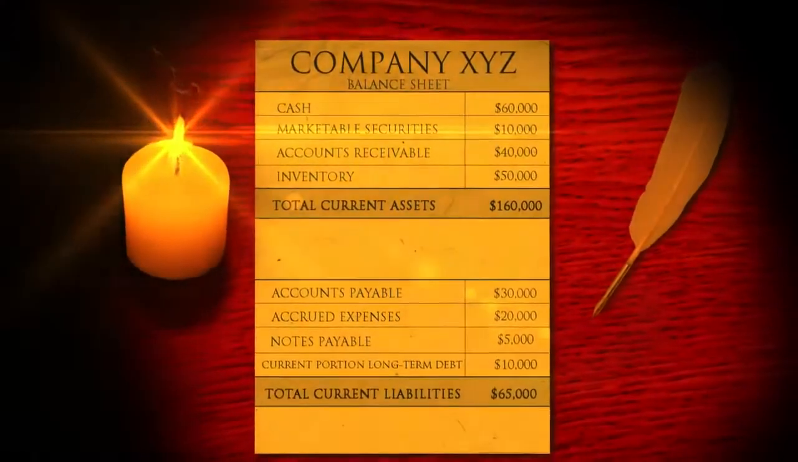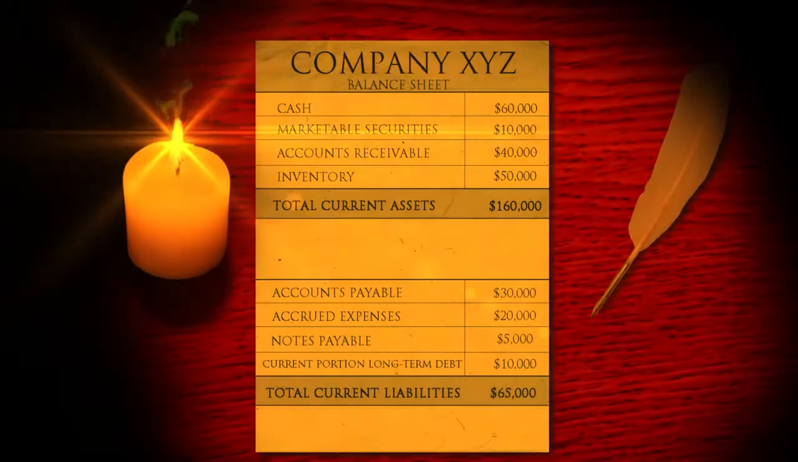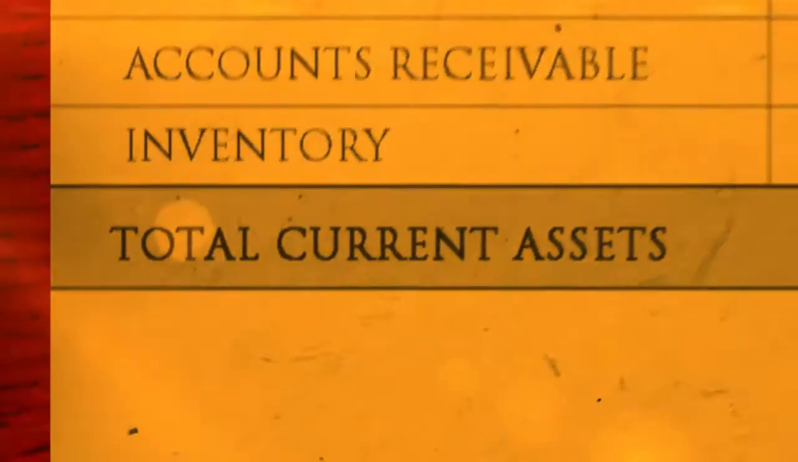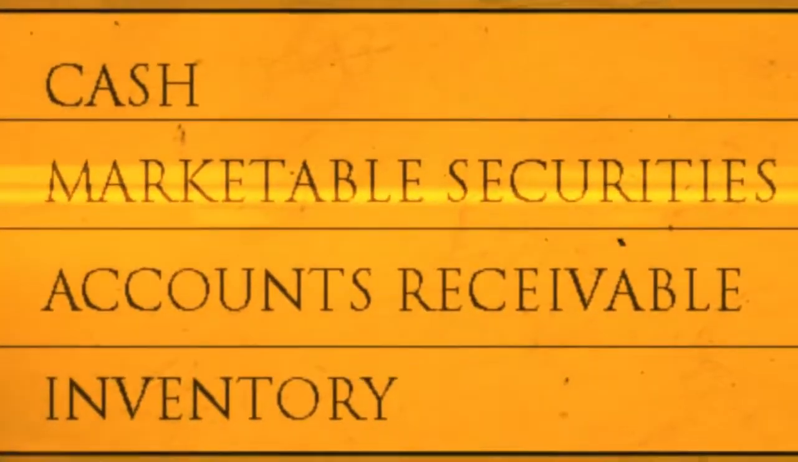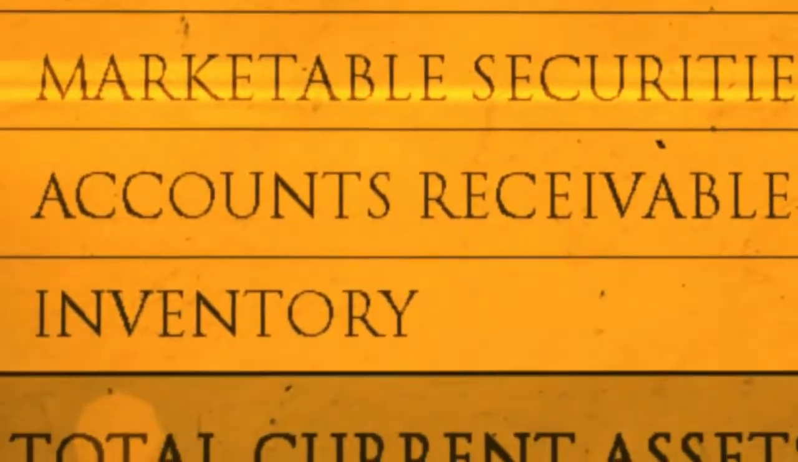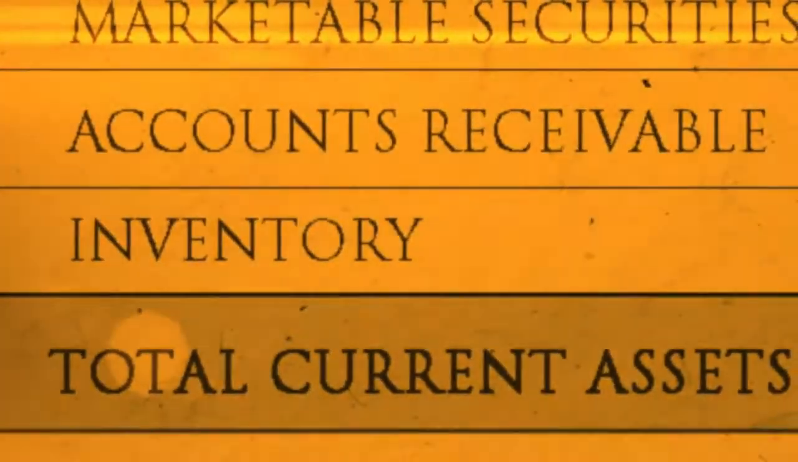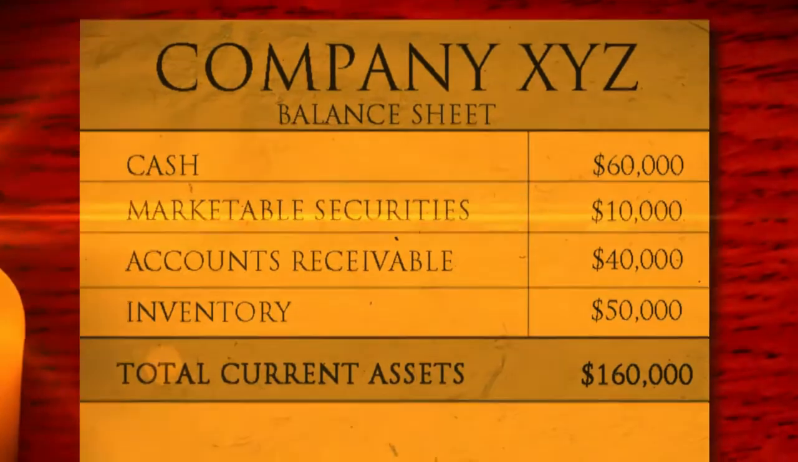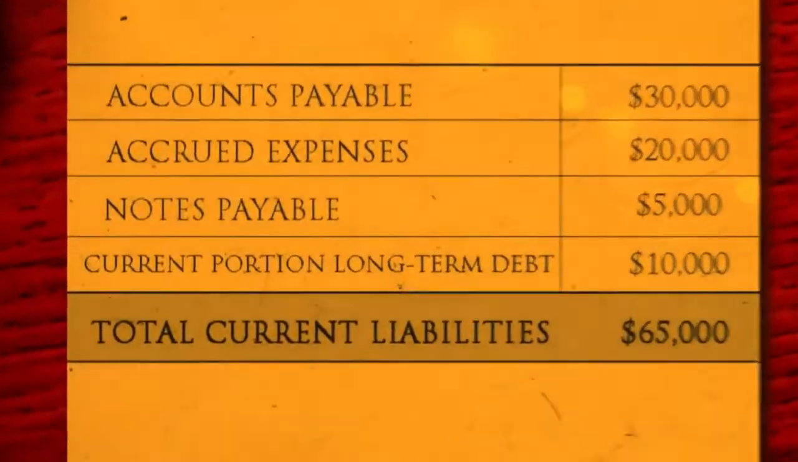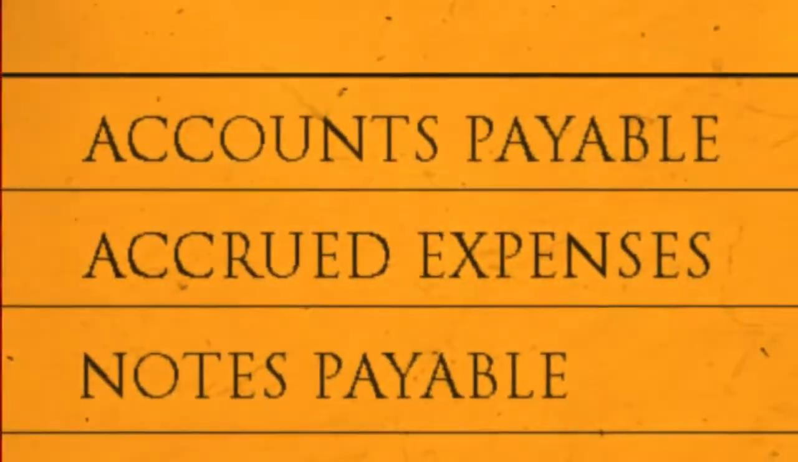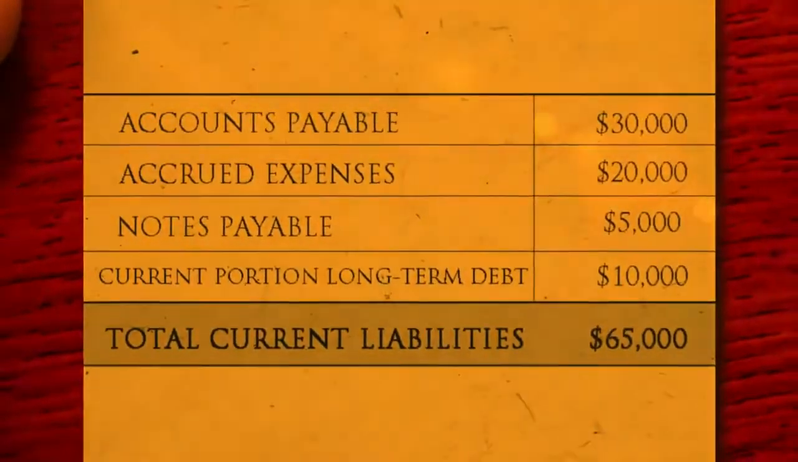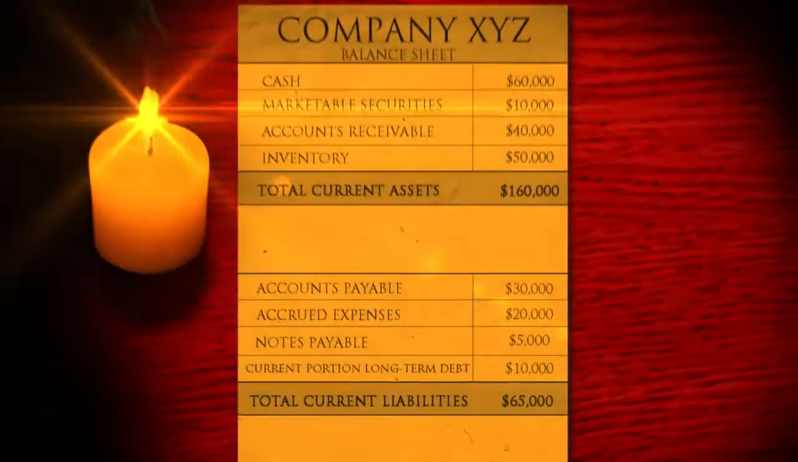Let's take a look at a balance sheet for company XYZ. In order to calculate total current assets, you must first calculate the total amount of cash, marketable securities, accounts receivable, and inventory you currently have. In order to calculate total current liabilities, you must calculate the total amount of accounts payable, accrued expenses, notes payable, and current portion long-term debt.